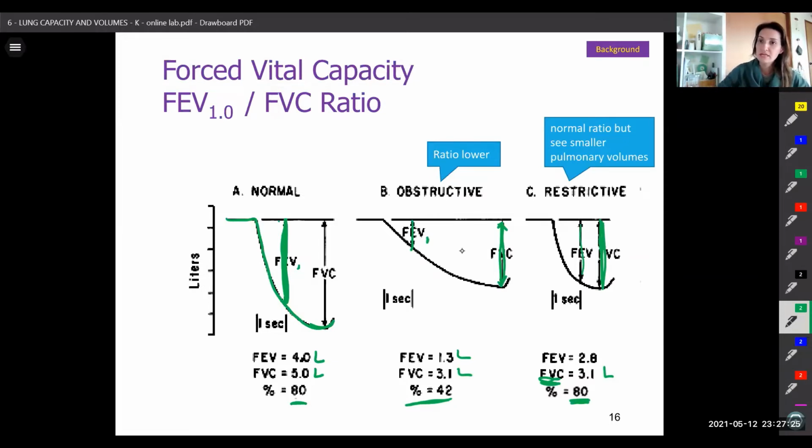And so because they've taken in less due to their restrictive disorder, then we're going to see that they have to exhale less because the volume of air is less overall. So those are things I want you to keep in mind, right?